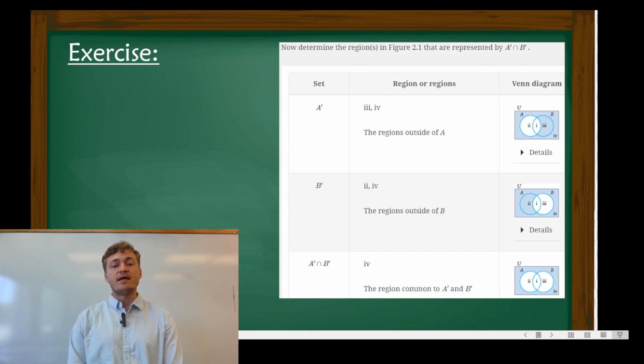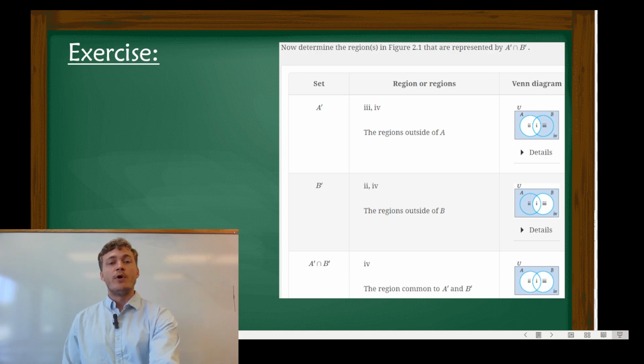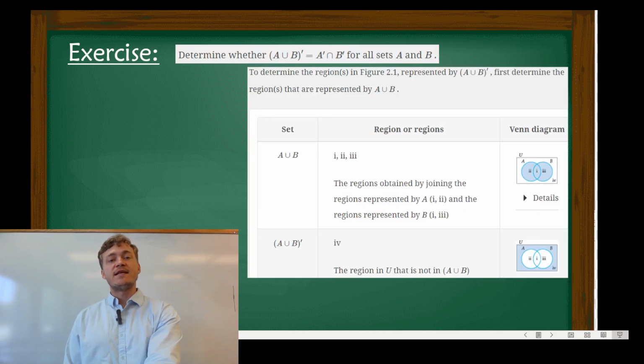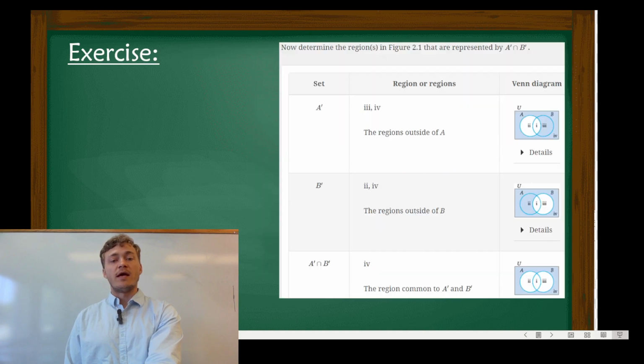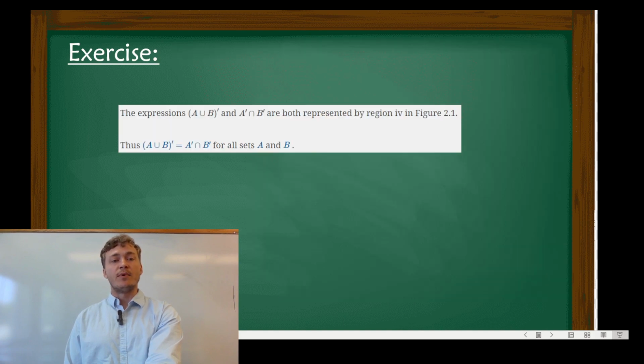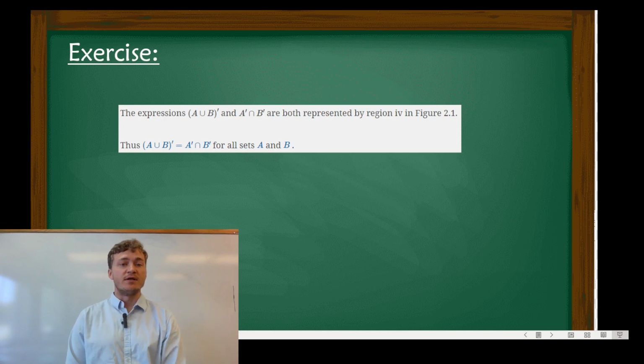So A complement intersect B complement is represented by the fourth region. We go back and see, well, that's the same for our previous expression. (A union B) complement, we now see, is equivalent or equal to A complement intersect B complement. So we can now say that because the regions are represented the same, the two expressions are equal.